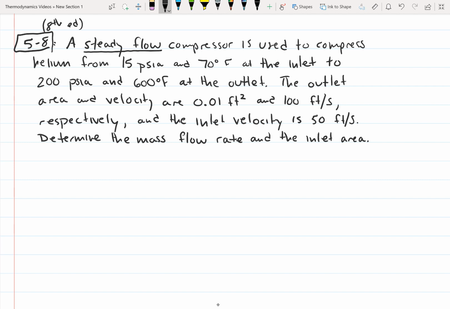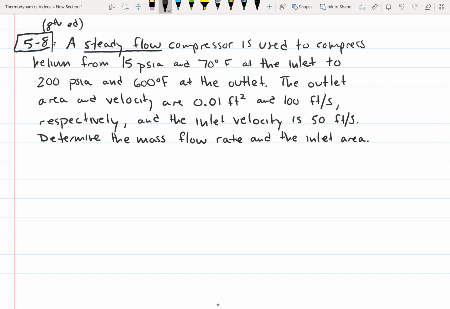In this video, I'm planning on solving two example problems that require a mass balance to solve. I derived the mass balance in a previous video, so if you want to see how the equations we're going to be using in this video were derived, go back and watch the video on the derivation of the mass balance.